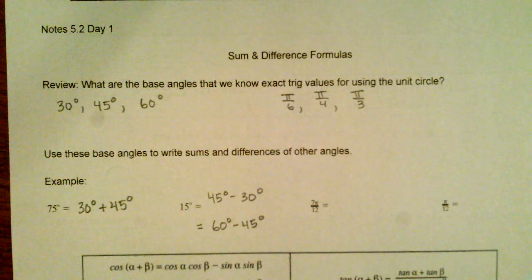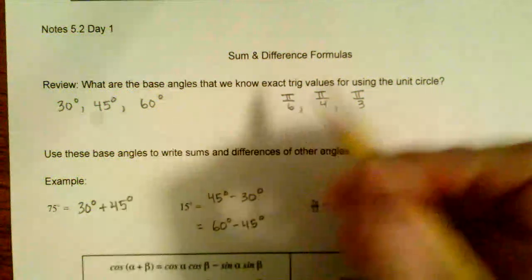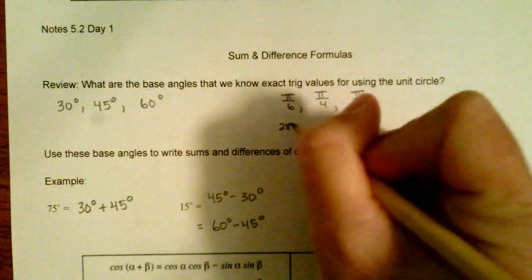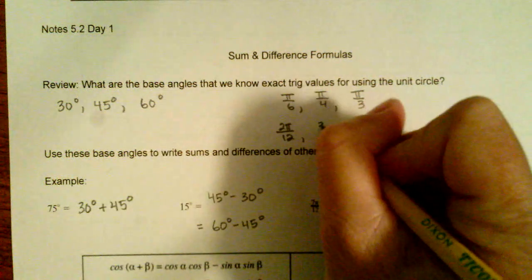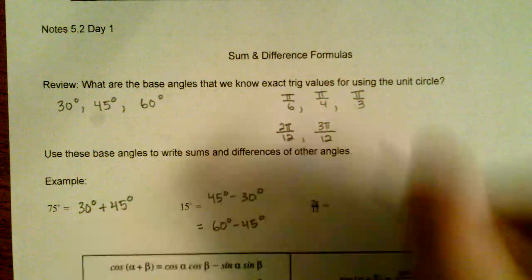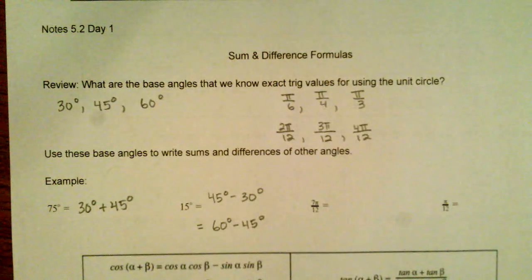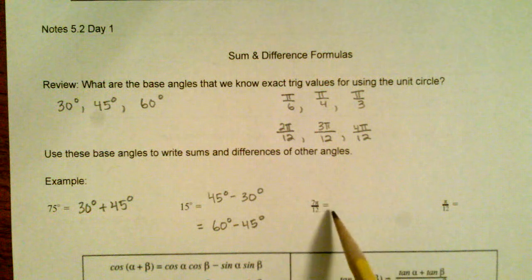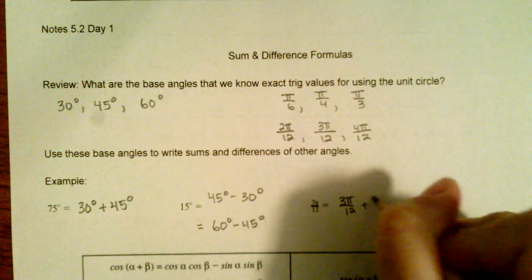Our radian measures always seem to give people a little more problem. Once I see that this is in terms of twelfths, I'm going to rewrite my fractions. I have 2 pi over 12. Okay, that's equivalent in twelfths. I have 3 pi over 12. That's equivalent to pi over 4. And I have 4 pi over 12. That's equivalent to pi over 3. So now, hopefully you can see pretty quickly that this would be 3 pi over 12 plus 4 pi over 12.